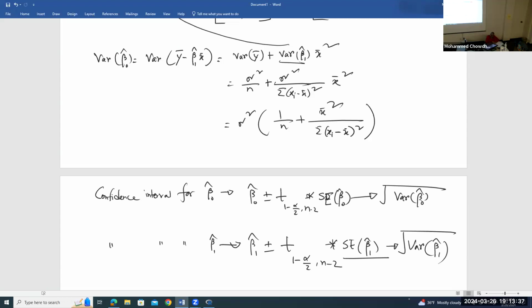Now you can ask me, hey professor, how can I get sigma square? The sample data x and y, height and weight, is given. From there you can compute sample variances, and those sample variances you plug in there. Clear, right?